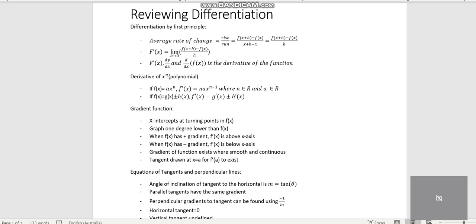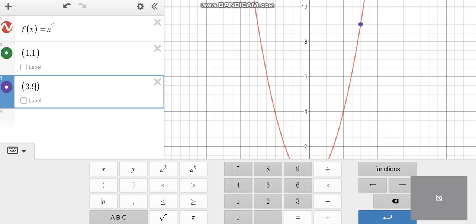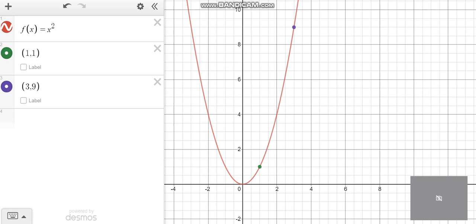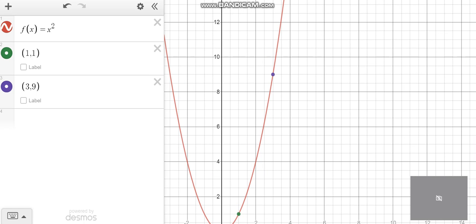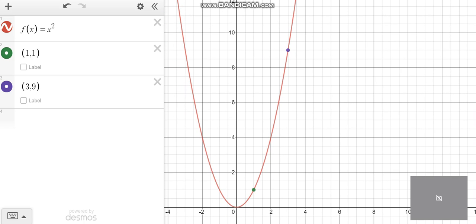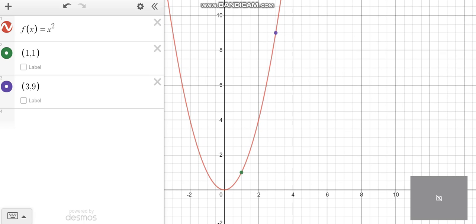Okay, so the gradient function of a polynomial. If we take, for example, x squared, and the points (1, 1) and (3, 9), we can think of (1, 1) as x and f of x, and the second point as x plus h and f of x plus h. So you have your gradient. If I calculate rise over run, 9 take away 1 over 3 take away 1, so it's 8 over 2. Oh sorry, 4, my bad.